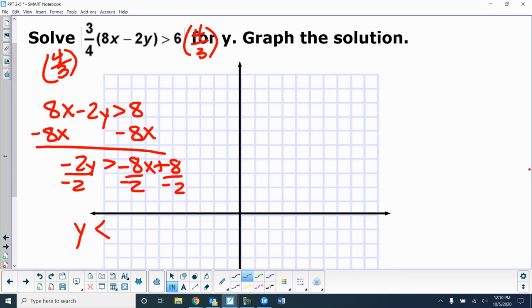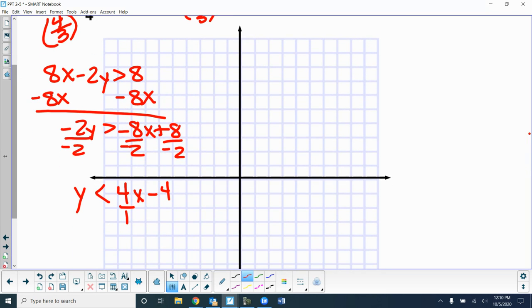And then -8 divided by -2 is positive 4x. And positive 8 divided by -2 is -4. And if it's a whole number, I like to put it over 1 so I have a rise and a run for my slope. Okay, does that make sense so far? Then from here it's pretty easy. We're going to start at -4 because that's our y-intercept. Remember, the b value is our y-intercept. And then I'm going to go up 4 and over 1. 1, 2, 3, 4 over 1.